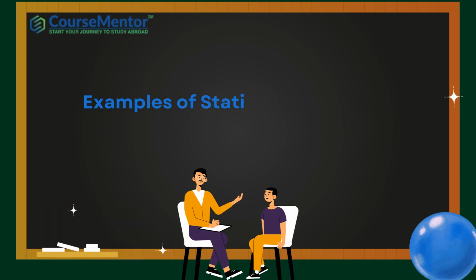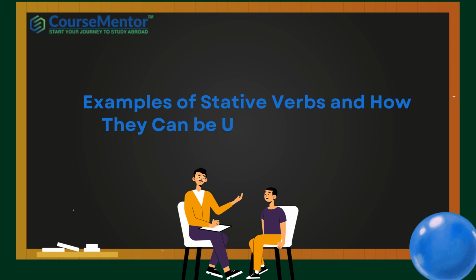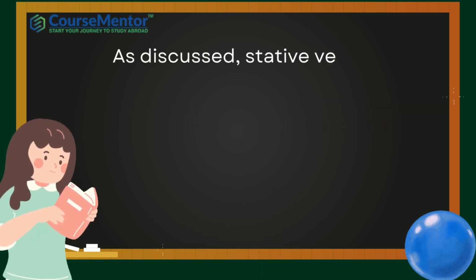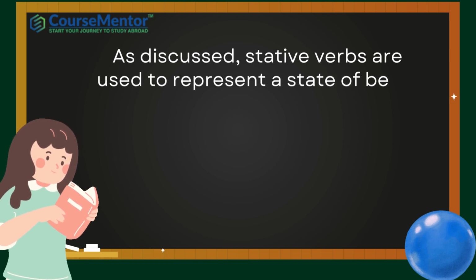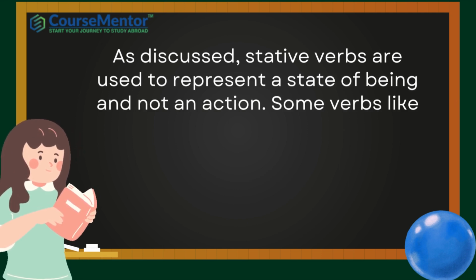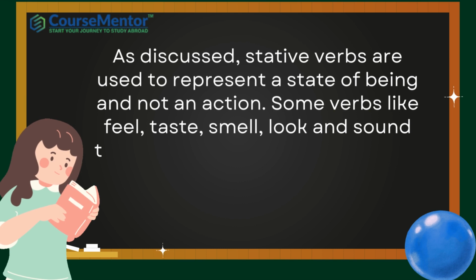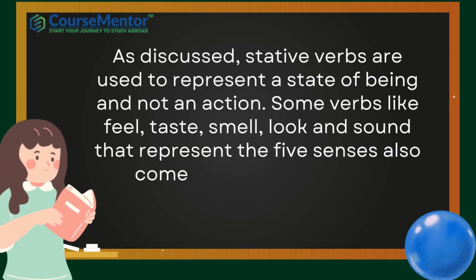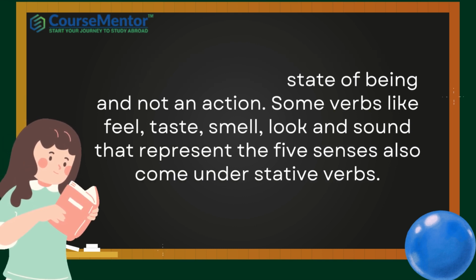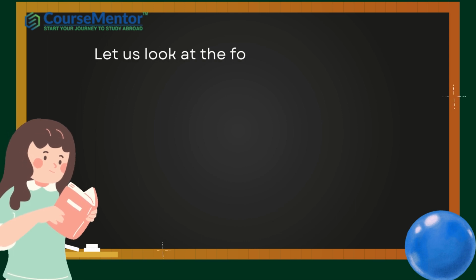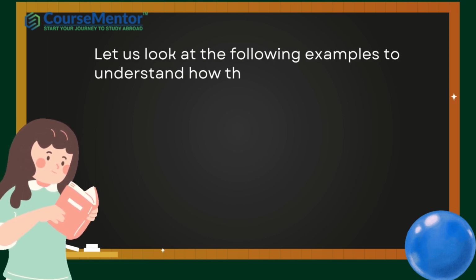After the definition, let's move to the examples of stative verbs and learn how they can be used in sentences. As discussed, stative verbs are used to represent a state of being and not an action. Some verbs like feel, taste, smell, look and sound that represent the five senses also come under stative verbs. Let us look at the following examples to understand how they are used.